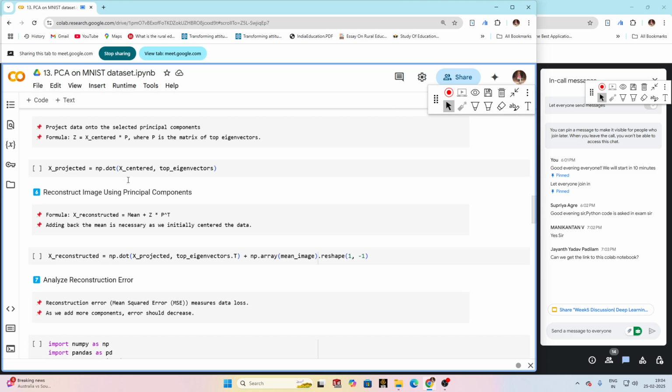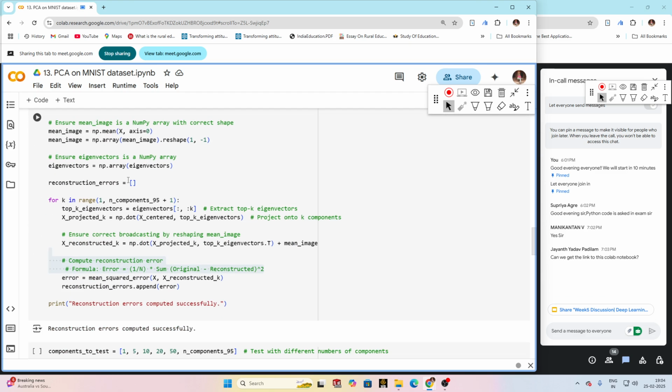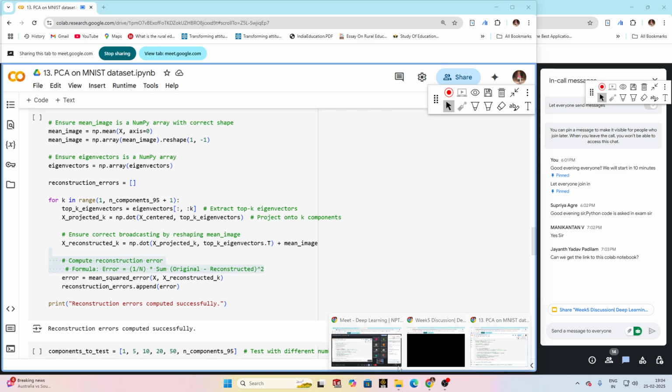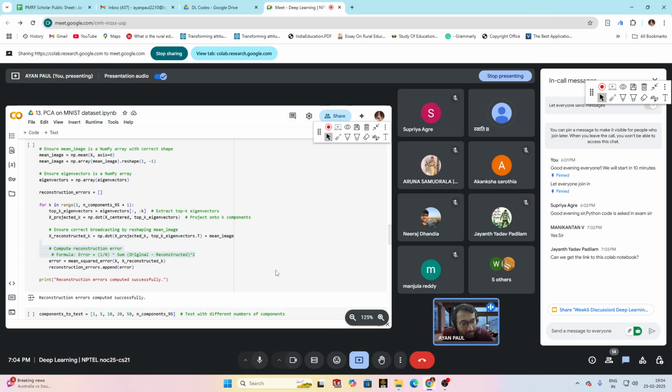Yes, Jayant, any doubt? Can we get the link to this Colab notebook? Yeah, this link I have already given, right? This you all know, right? Where is this code?